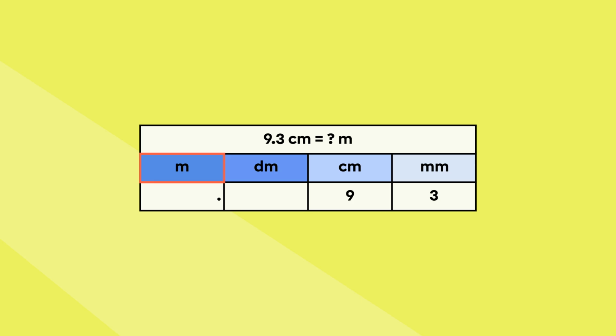Finally, if there are no digits in the new unit column or in the columns to the right of the decimal point, I add a 0 in each of these columns. So I add a 0 in the decimeters column and another 0 in the meters column. That's it. I'm done. I get 0.093 meters. 9.3 centimeters equals 0.093 meters.